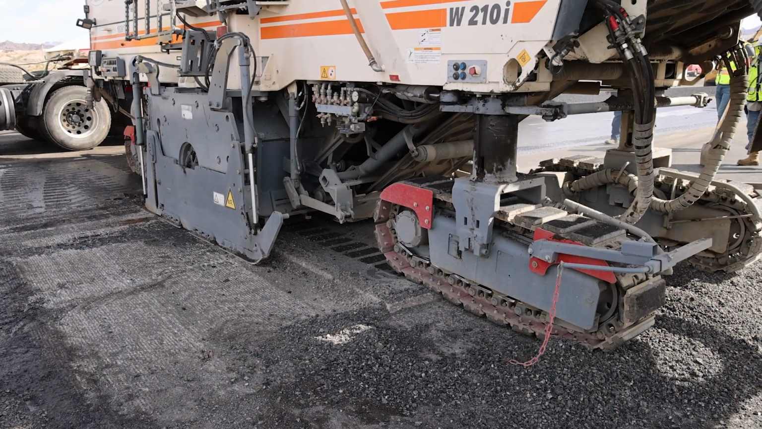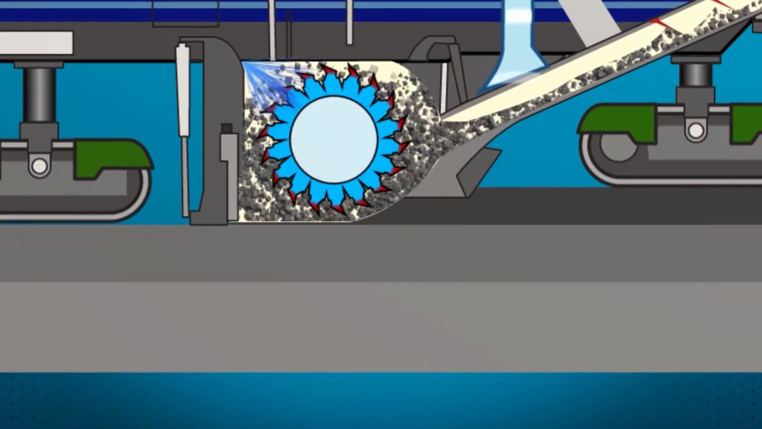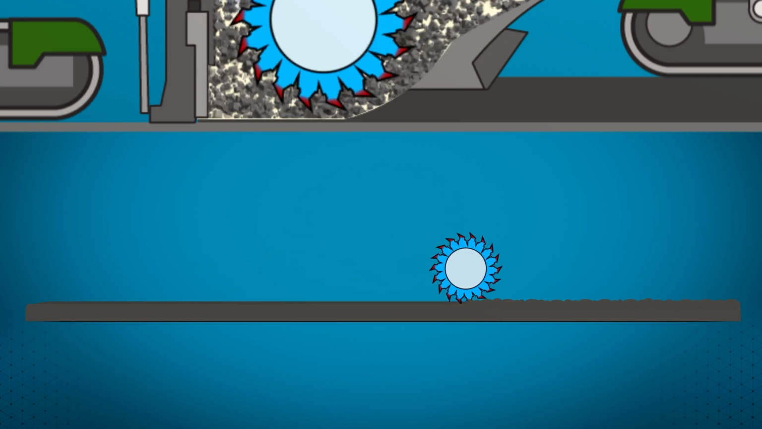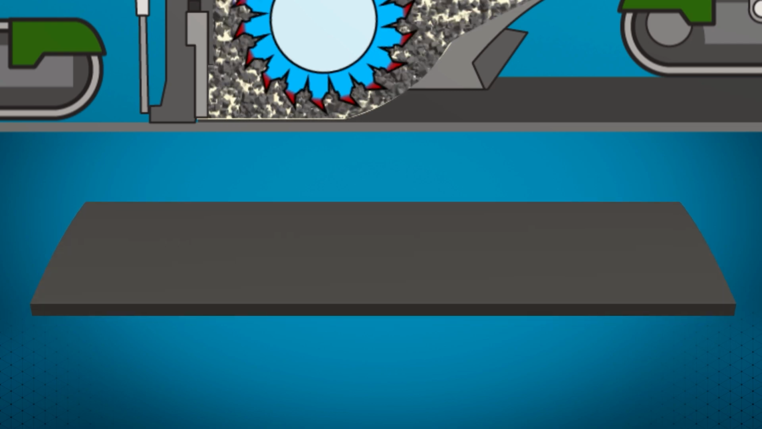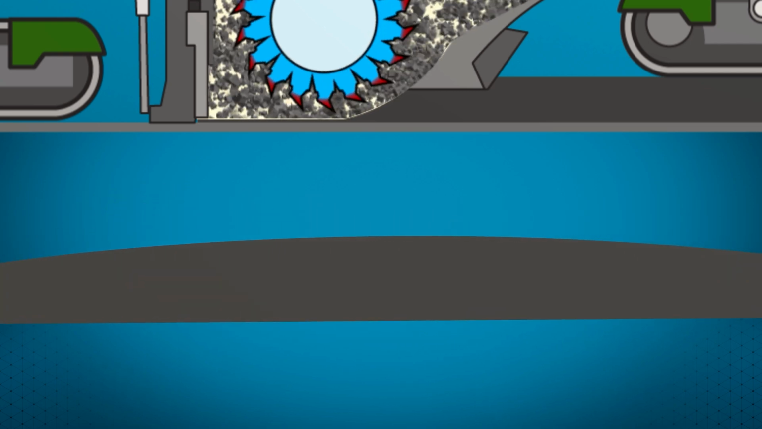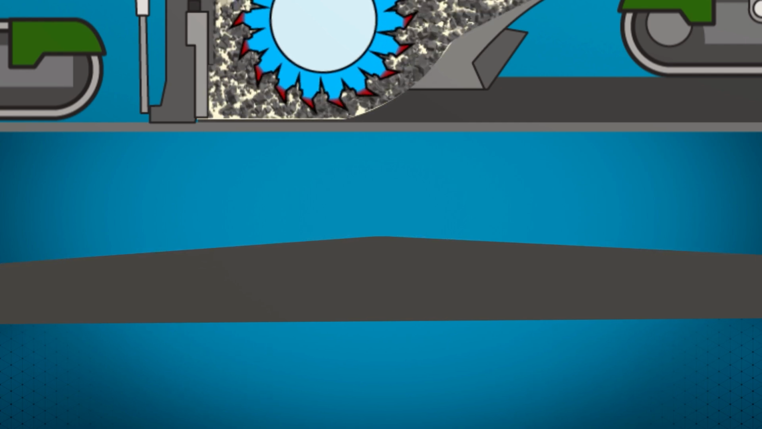Other milling techniques include profile milling and variable depth milling. In profile milling, the surface is milled to follow a predetermined contour. For example, runways often require a crown profile to facilitate proper drainage. This technique ensures the surface is milled to the desired slope and curvature, effectively managing water runoff.